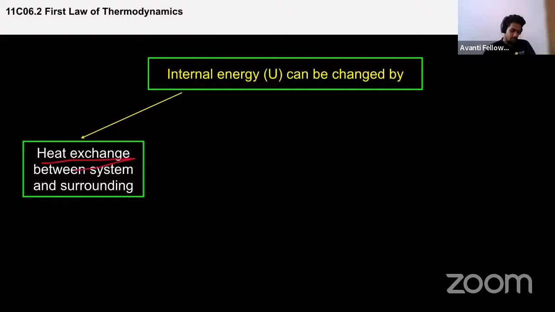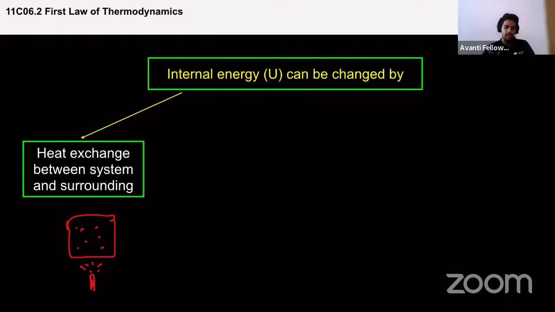First thing, heat exchange between system and surroundings. Now, whenever this heat is exchanged between system and surroundings, let's say you have a gas here in a container. Clear? Now what I'm doing, I'm heating it. What happens? There will be heat transfer from the burning thing to inside the system.